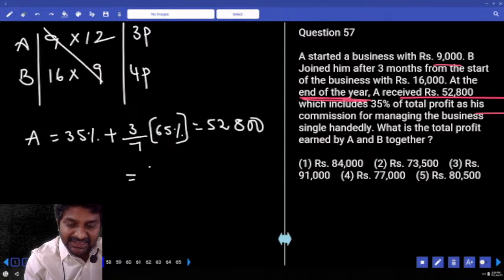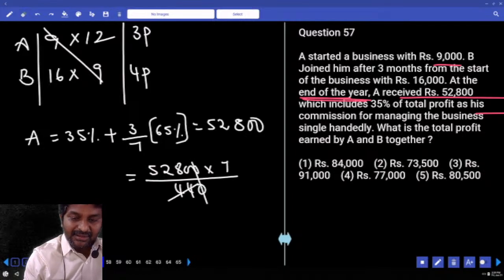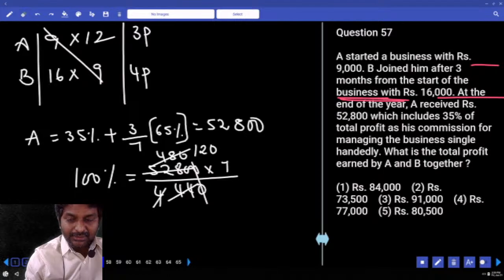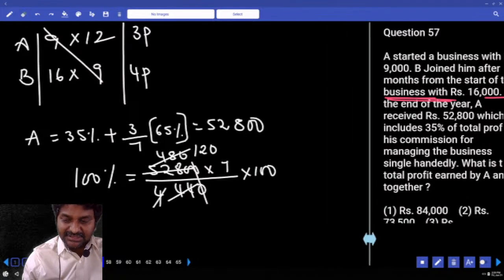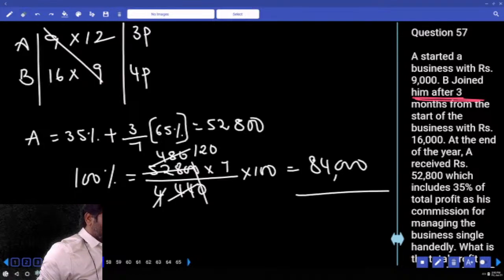That goes to the other side. It becomes 7, 400 gets cancelled. 11, 4. This is the 1% value, right? But we need 100%, so into 100. 3 zeros, 12 sevens. Total profit is 84,000.